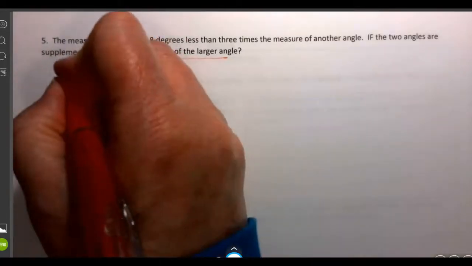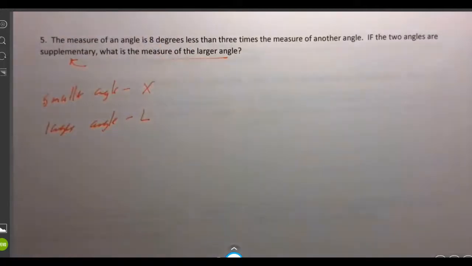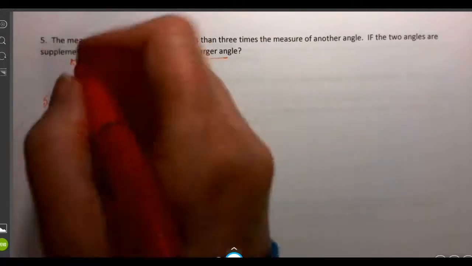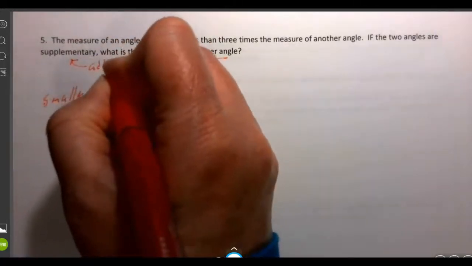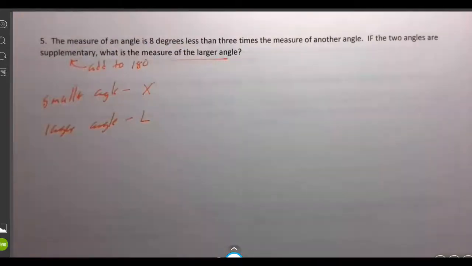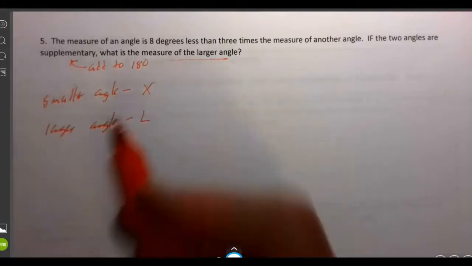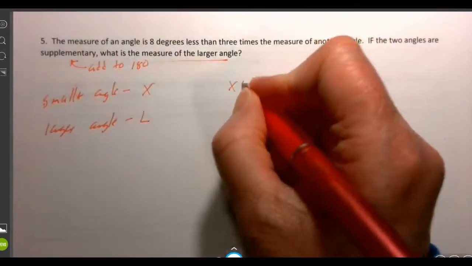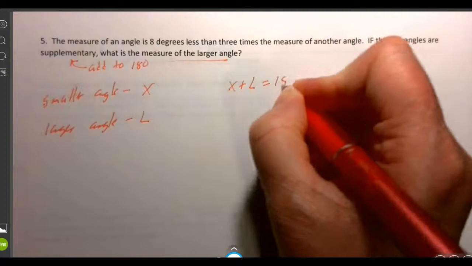I need to know what supplementary means. You might have forgotten that two angles are supplementary if they add to 180 degrees. Okay, so the two angles add to 180. There's one of my equations. Yay, x plus L is equal to 180.